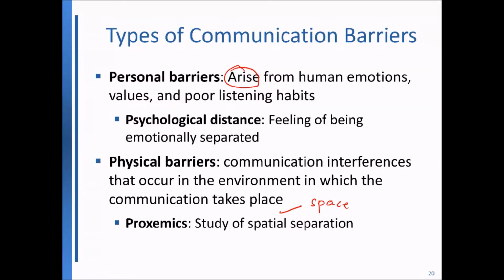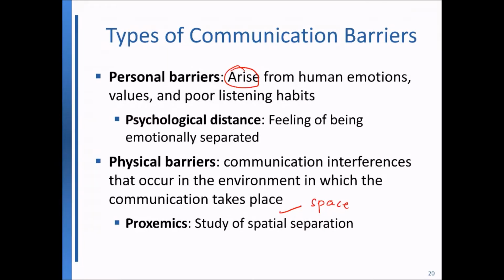Now, what is the type of barrier to communication? Why can they not understand each other? It is because of the spatial separation, the space that separates the two persons talking to each other. We call that distance. Yes, the distance between the two persons, that is now proxemics.